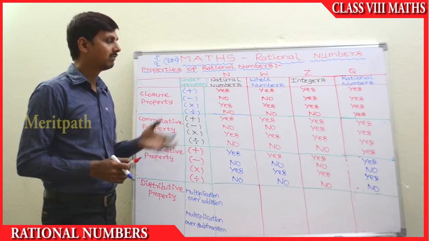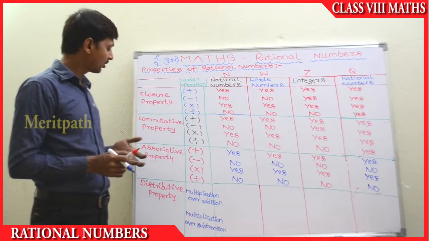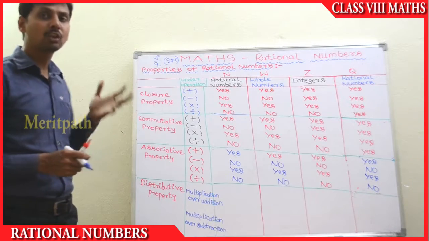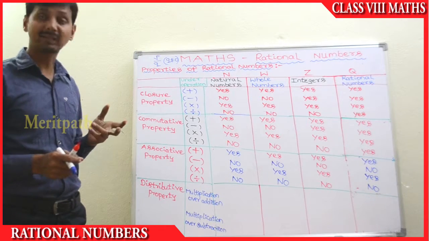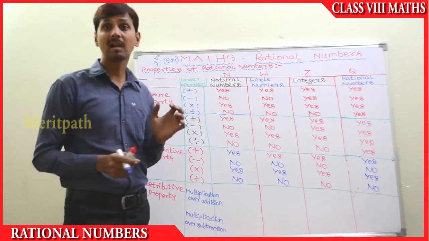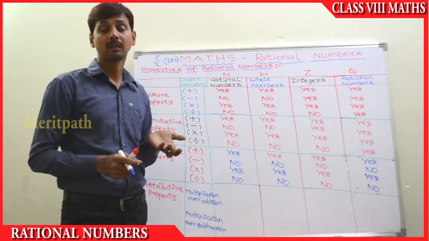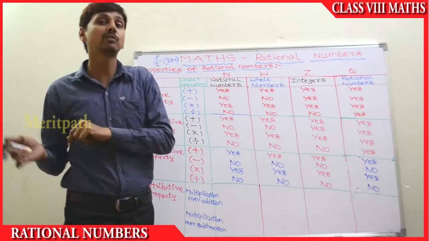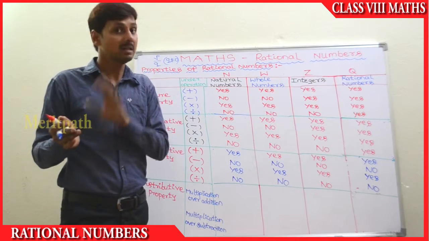So we have discussed that. Let's go to the distributive property: multiplication over addition, multiplication over subtraction. We have learned about the distributive property in the previous class. Let's distribute one value among two or more values. We call this the distributive property.